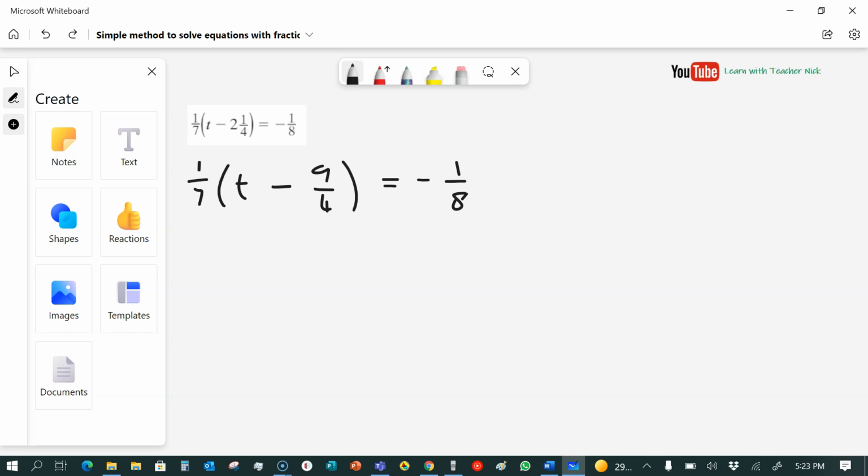Just remember that. So I have a fraction which is 1 over 7, and a fraction which is 9 over 4. I have a fraction which is negative 1 over 8. I don't have access to 1 over 4 at the moment because there is a bracket. So let me start by removing 1 over 7.